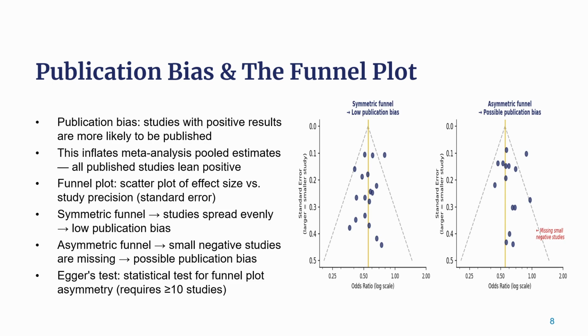Egger's test provides a p-value for this asymmetry, but it requires at least 10 studies to have meaningful statistical power. With fewer studies, rely on visual inspection.